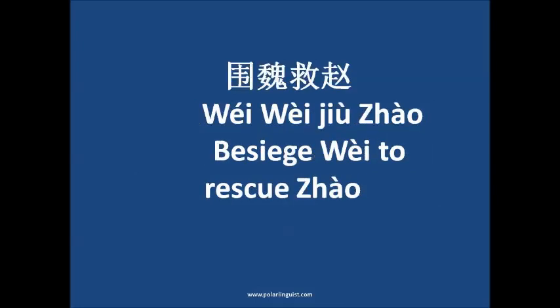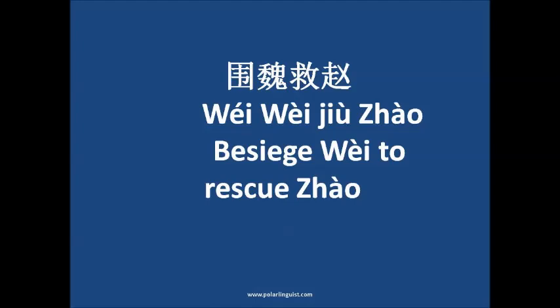Wei Chu Chao. Besiege Wei to rescue Chao. When the enemy is too strong to be attacked directly, then attack something he holds dear. Know that he cannot be superior in all things. Somewhere there is a gap in the armor, a weakness that can be attacked instead.